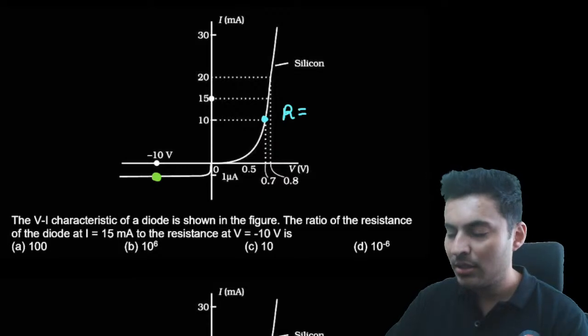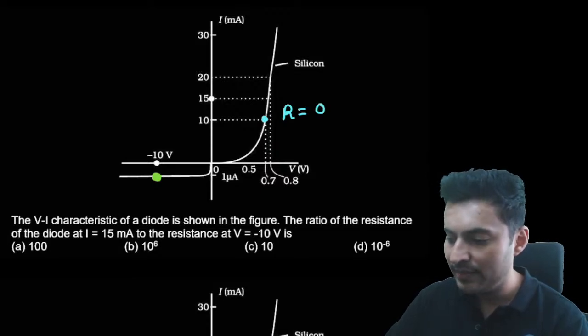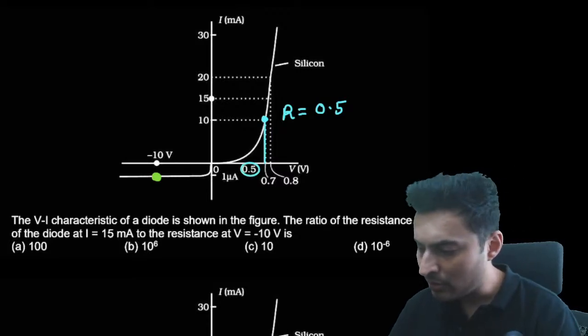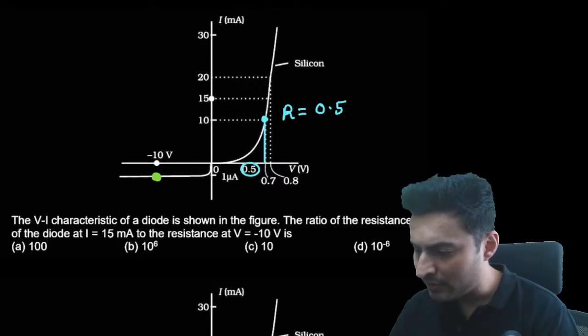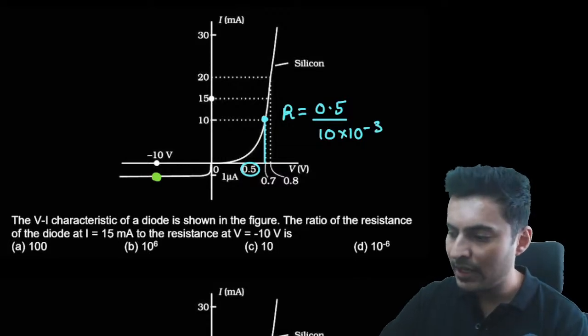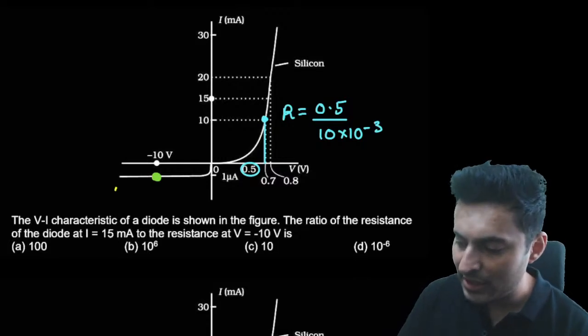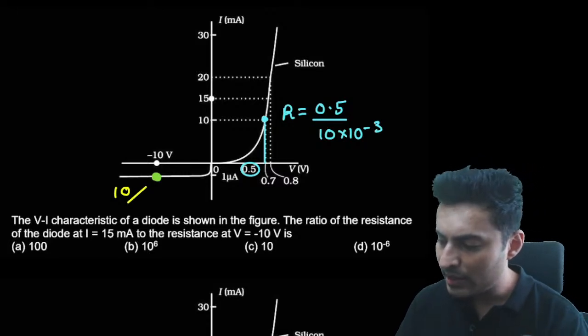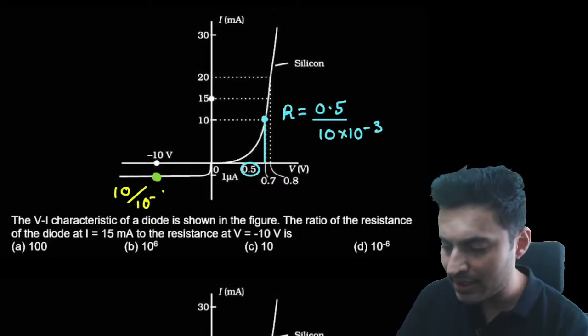Resistance is voltage by current. Voltage is 0.5. You can see that right over here. Oh no, is it 0.5 or 0.7? I think it is 0.5. Yeah, 0.5, divided by current. Current is 10 milliamperes. So 10 into 10 to the power minus 3. Similarly, at this point, the voltage is basically 10. The current is nothing but 1 micro. So 10 to the power minus 6.